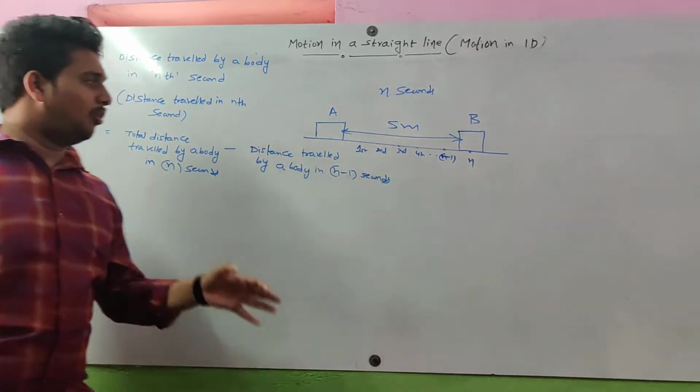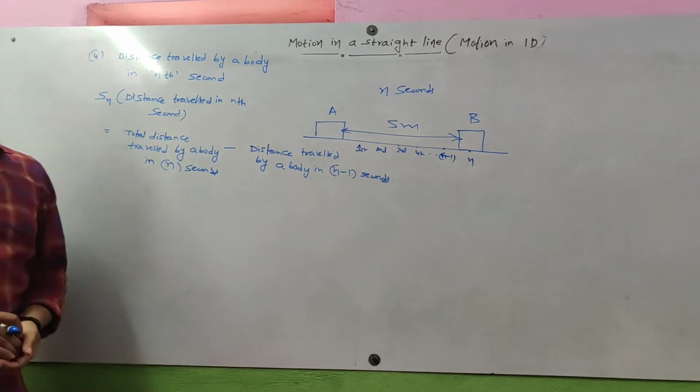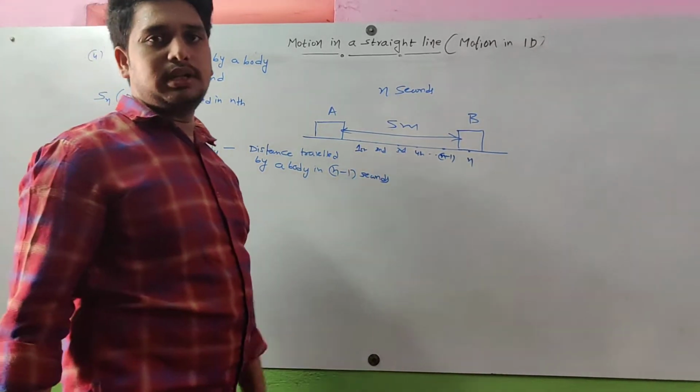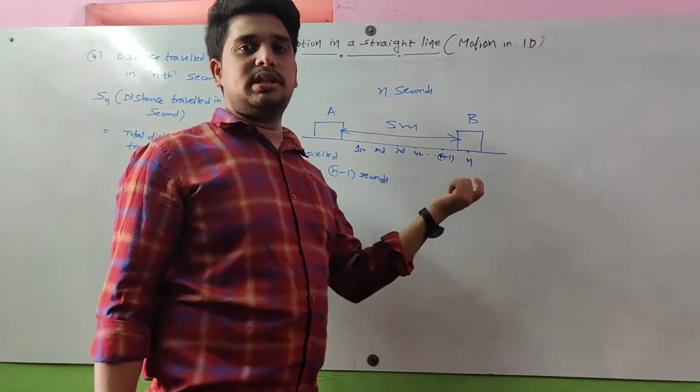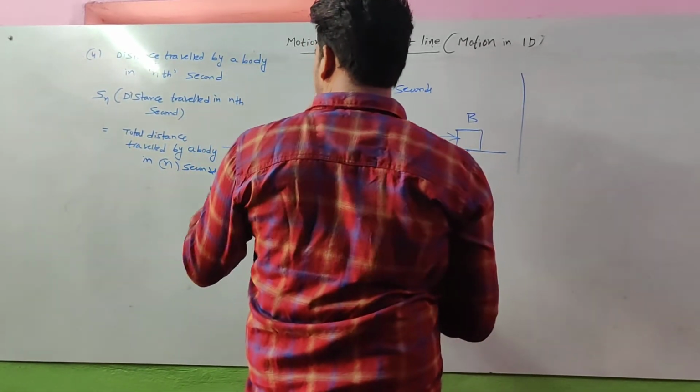Observe carefully. Why am I writing this formula for finding the distance traveled by the body in the nth second? There is a simple logic here. I will tell you that logic so you get a clear idea.